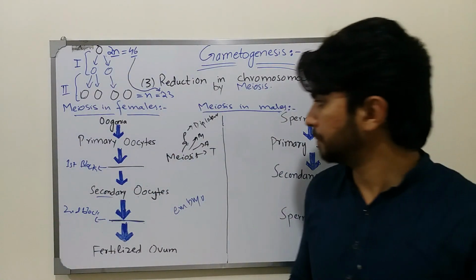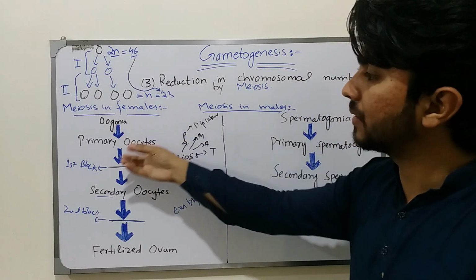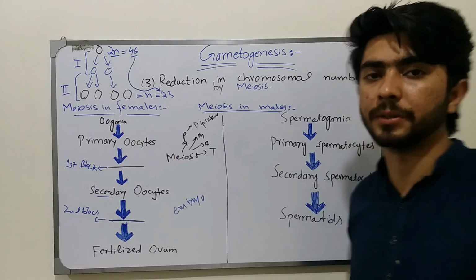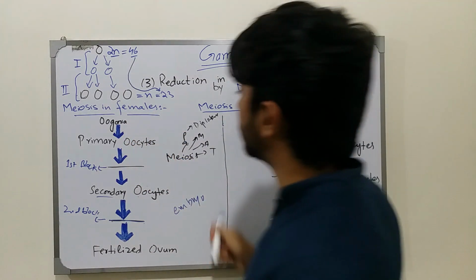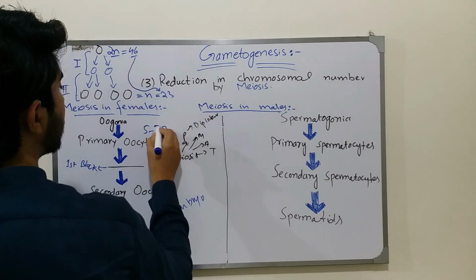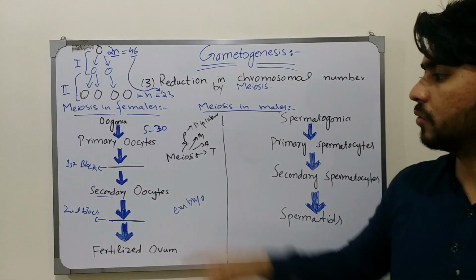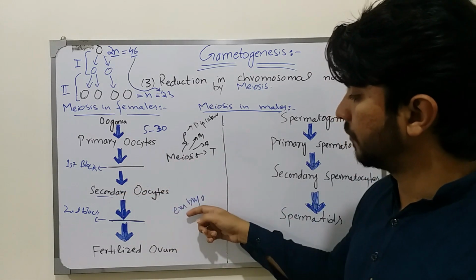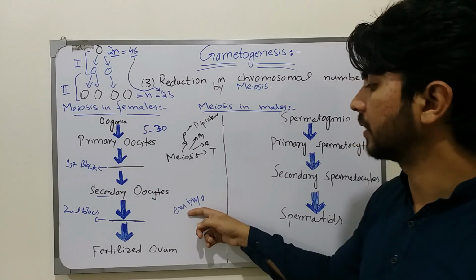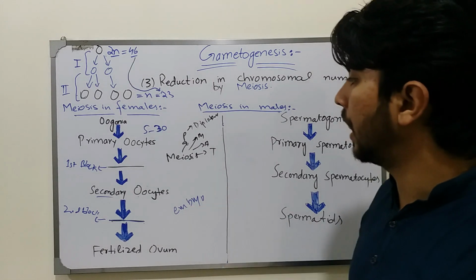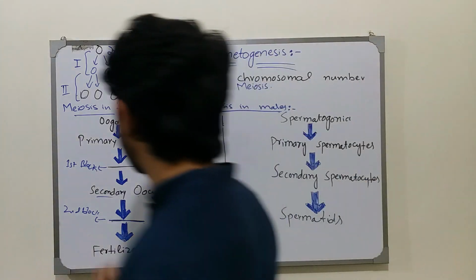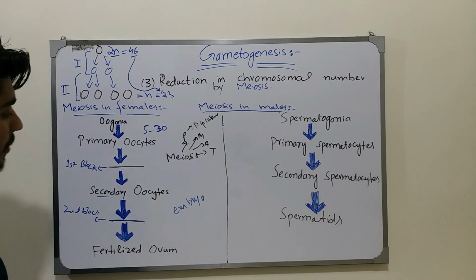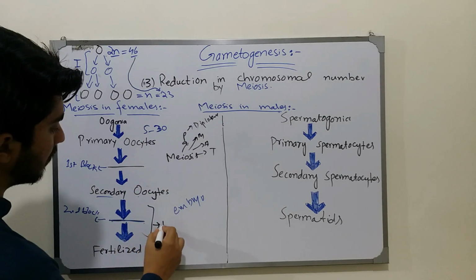So due to this, only a limited number of primary oocytes are able to complete the first meiotic division. Only 5 to 30 primary oocytes are able to complete the first meiotic division and form the secondary oocytes. And this block actually forms all of the materials required during embryo development. So here this secondary oocyte is found, and these secondary oocytes are now entering the second meiotic division.